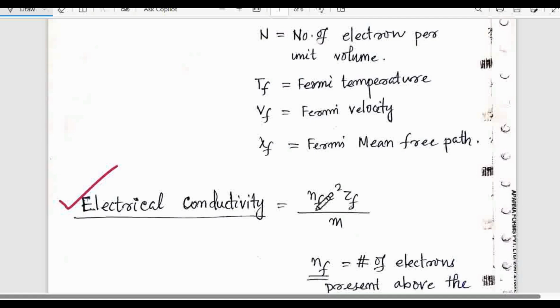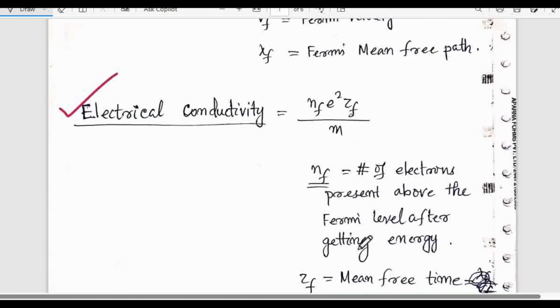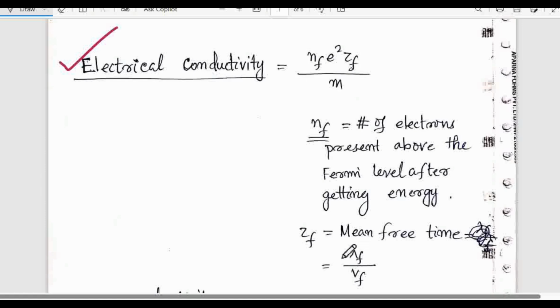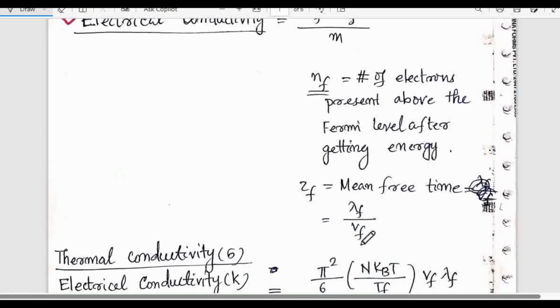Why are we taking into consideration only those electrons which are present above the Fermi level? It's because the electrons present above the Fermi level are responsible for electrical properties like electrical conductivity. So that's why we take the number of electrons present above the Fermi level. And this tau is the mean free time, and this expression is lambda by Vf, mean free path by Fermi velocity.